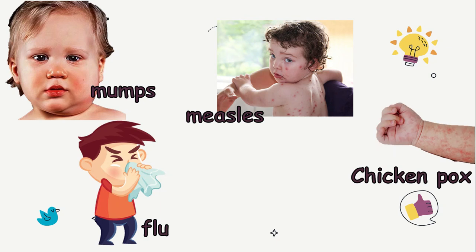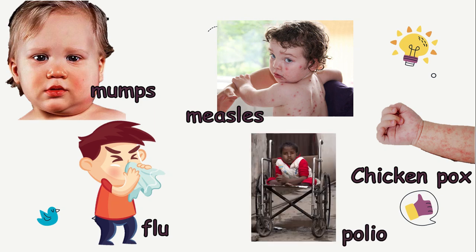So chickenpox. Chickenpox is an infection caused by the varicella zoster virus. It causes an itchy rash with small red dots on your body, no? So that would be the chickenpox. And next would be polio. We all know polio causes paralysis, so you cannot move parts of your body. That would be polio. Okay, that would be what belongs to the virus. These are the illnesses that come from the virus.